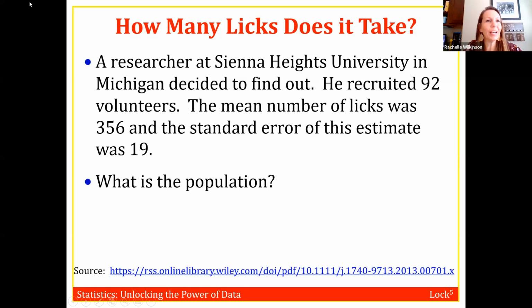All right, so I love that old commercial. It's even older than me though, so don't worry, it's not from back in my day, it's from before my day. But basically there was a researcher at Siena Heights University in Michigan, and they wanted to find out the answer to this question that's been around forever: about how many licks does it take to get to the center of a Tootsie Pop. So he recruited 92 volunteers and he gave them all a Tootsie Pop.